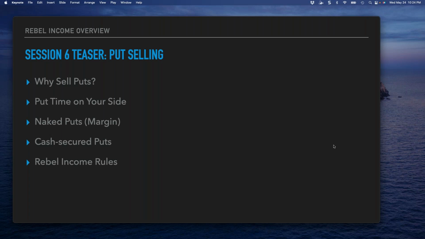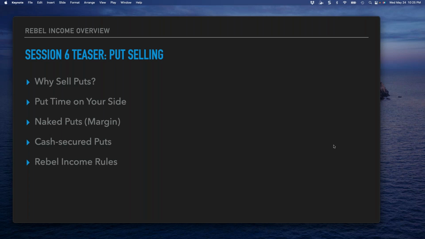We'll also make sure to illustrate the difference between what brokers like to call naked puts, which also involves margin trading, and cash secured puts. The difference is important and can not only dictate the way that you decide to treat your option trades, but may dictate whether or not put selling is available for the account that you're thinking about using them in.